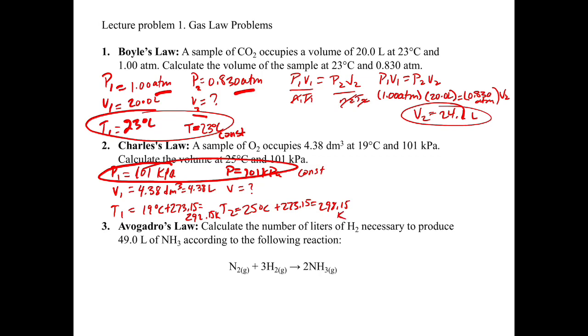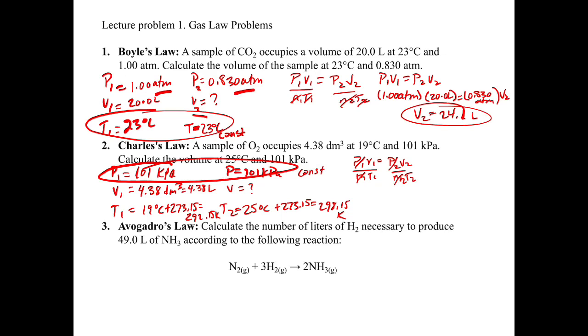So this gives us 292.15 Kelvin for this one, and this gives us 298.15 Kelvin for this one. So if we do P1 V1 over N1 T1 is equal to P2 V2 over N2 T2, what's going to cancel out in this case is the pressures. Those are the same. The number of moles are the same. So we get V1 over T1 is equal to V2 over T2. That's Charles's law. It's a direct proportionality in this case.